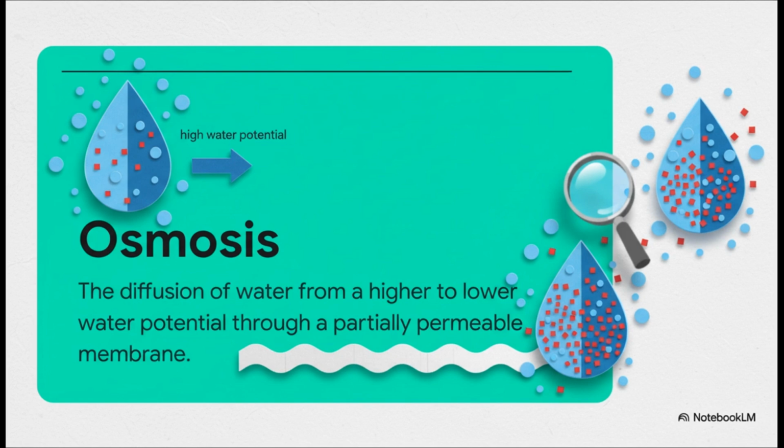We call this concept water potential. So pure water has a very high water potential. Water with lots of sugar dissolved in it has a low water potential. And the rule is simple. Water always flows from high potential to low potential.